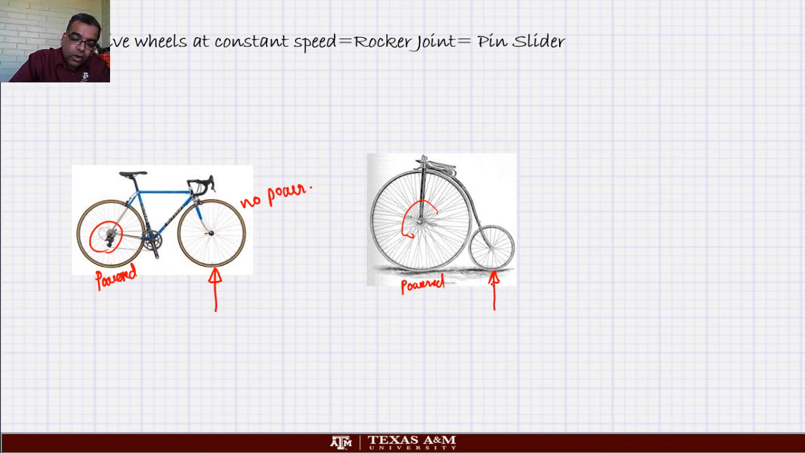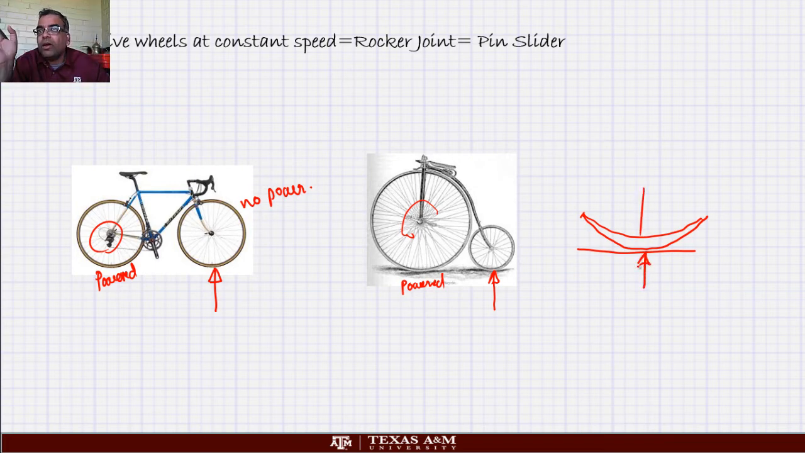Right? It's also called a rocker joint. That is, if you have something that looks like an easy chair, like a rocking chair. You know what I mean? A rocking chair, because it's not powered, it will have only one force that looks exactly like a pin slider. Okay, so remember this, non-drive, non-powered wheels are like a pin slider. These are the rules that you have to remember.